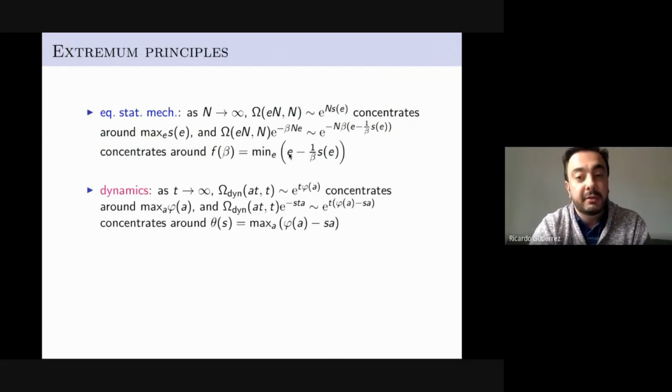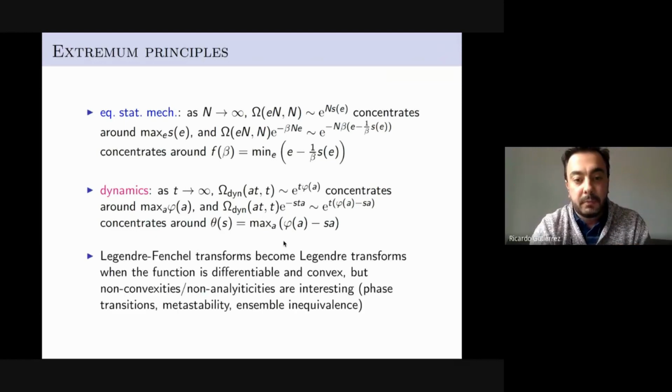Now, similarly in dynamics, the number of trajectories with a given observable value for a given duration concentrates around the maximum of this quantity, which is called a rate function, which is like a dynamic entropy. And the terms in the partition sum concentrate around the maximum of this other quantity, which is called the scaled cumulant generating function, which is, as I said, a dynamic free energy.